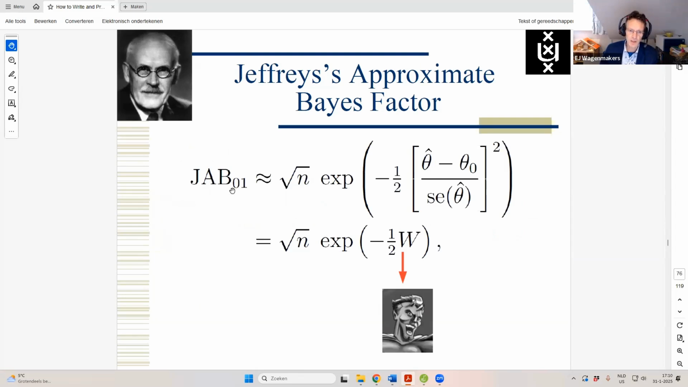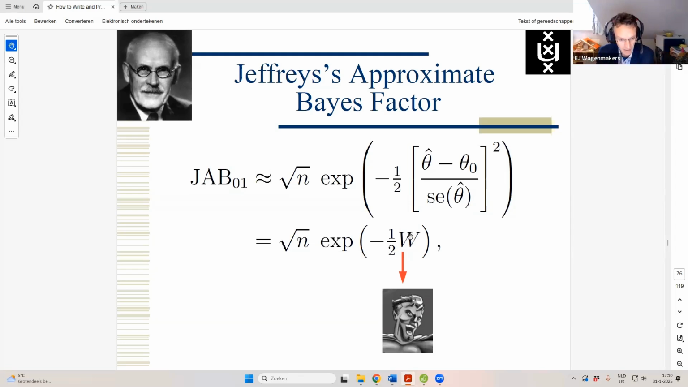Jeffreys' approximate Bayes factor, the evidence in favor of the null, is approximately equal to the square root of the sample size times the exponent of minus a half W. And W is the Wald statistic. You can see it written out here. This is very common in classical frequentist statistics, right? If you have the Wald statistic, you have a p-value. So when we see that W, you're looking at a transformation of a p-value. That's one way to think about it.